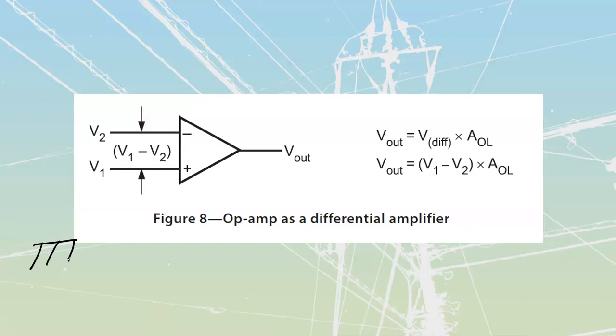Whatever the difference is going to be, I am going to multiply that by whatever my amplification is. This AOL, amplification open loop, is going to be what it is.